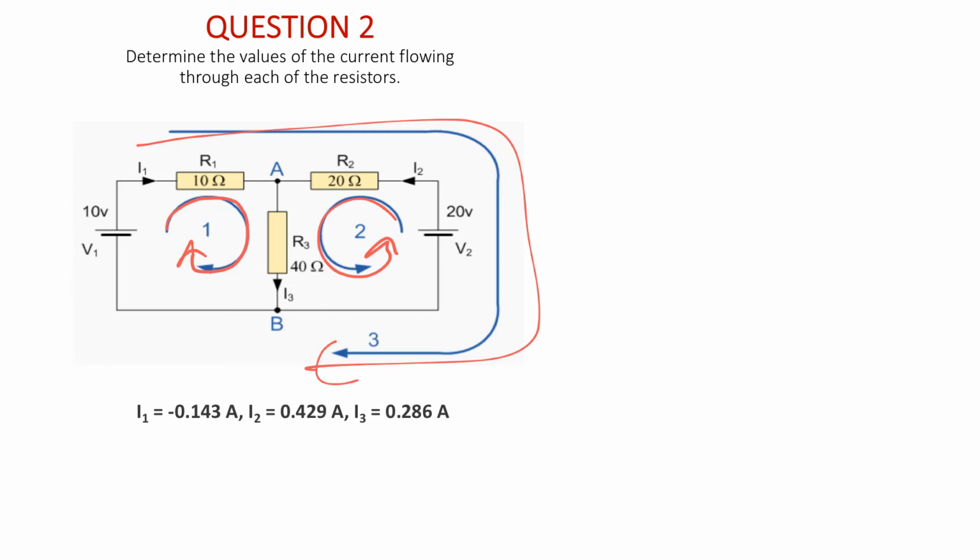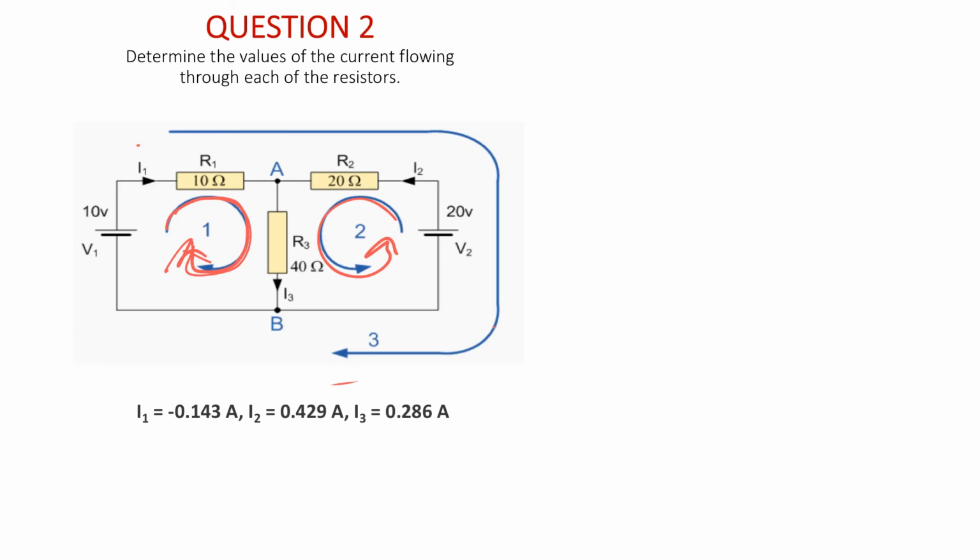Any loop like this, using the large loop is acceptable, but I do not encourage you to do that. It's better for you to use these 1 or 2 small loops, which are much easier, and you will not get confused.